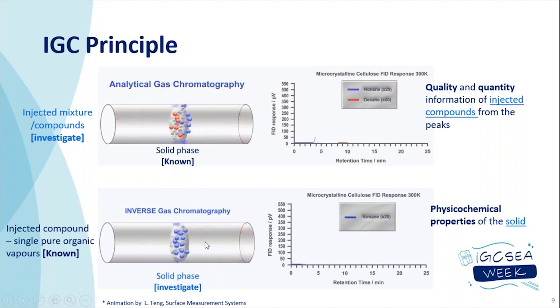In inverse gas chromatography, your sample is the column, per se, and then we inject a single molecule of a known molecule with known physicochemical properties. The retention time, how long it takes that molecule to interact with that material, can then give us information about the solid phase that we're trying to investigate. So essentially, instead of an analytical tool, we can use it as a physicochemical property tool to characterize solid materials.